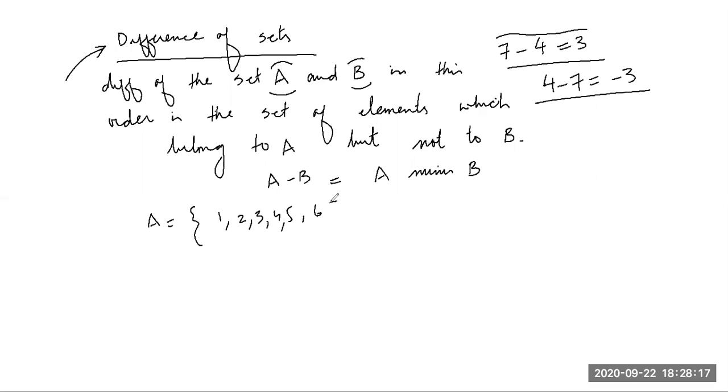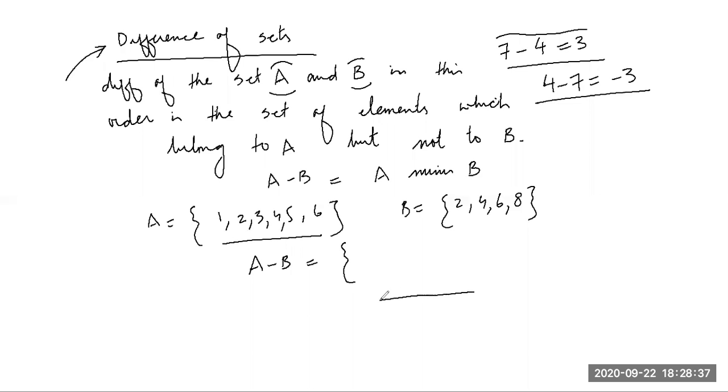All right, students, if A is equal to a set, let's say 1, 2, 3, 4, 5, 6, and you have a set B that is 2, 4, 6, 8. Am I right? So can anyone tell me what will be A minus B? Again, don't tell the numbers. It's a set having which elements? The elements belong to A in this set, but they should not belong to B.